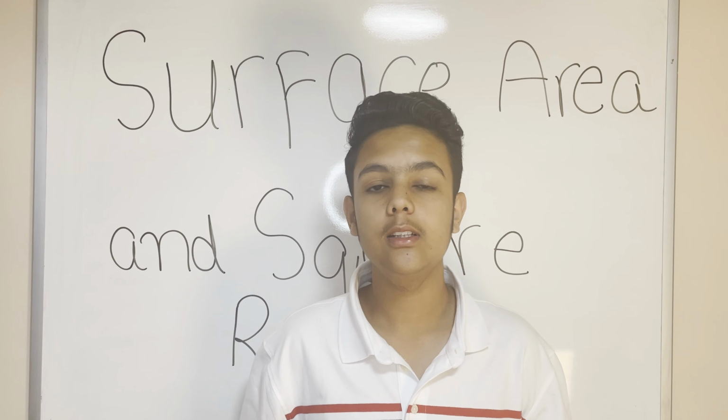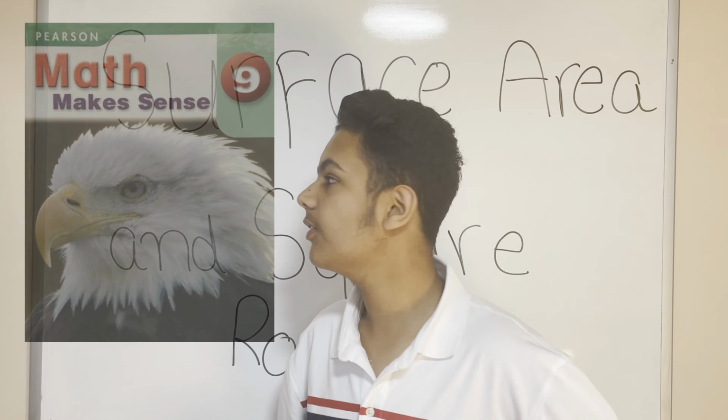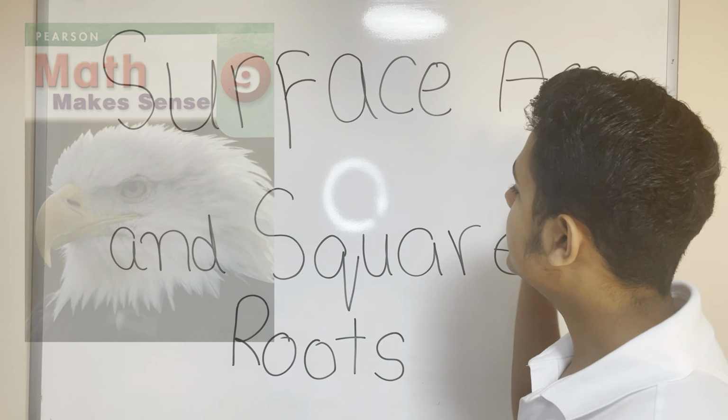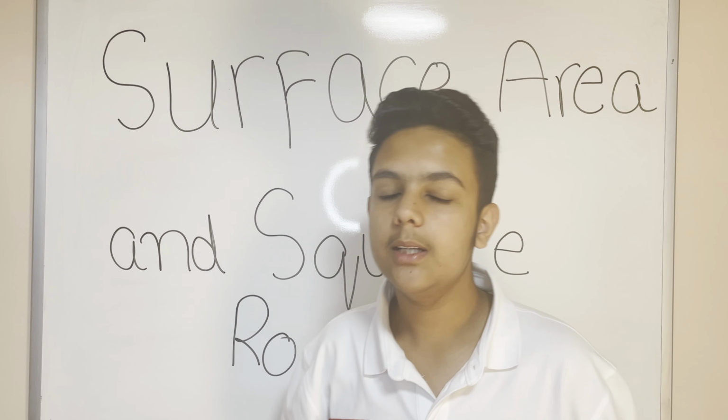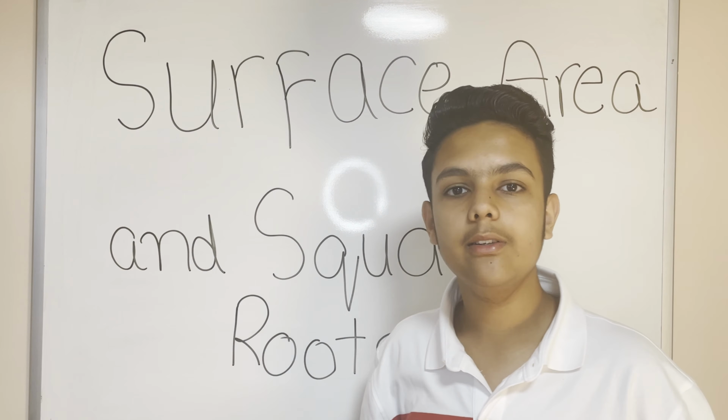Today we are starting our brand new series on this channel, Grade 9 Math. In this series, we are going to be covering all the chapters in the Math Makes Sense 9 textbook. So the first chapter we have in front of us is surface area and square roots. This chapter has been divided into two parts in your textbook.